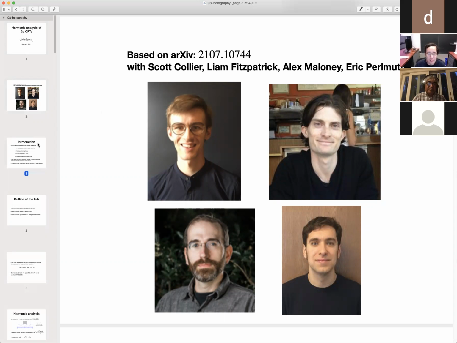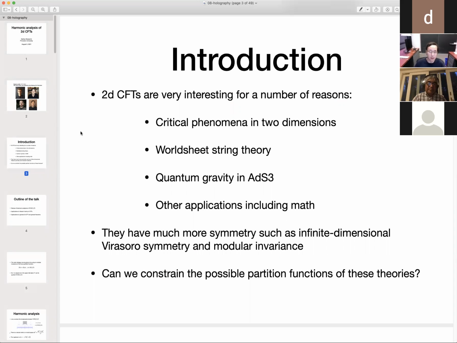And let me first say some big picture motivation of the kind of question that we want to address in this talk. So we're going to be studying 2D CFTs in this talk. And there are many very good reasons that someone might be interested in 2D conformal field theories. You might be interested in critical phenomena in 2 dimensions. You might be interested in string theory and studying the world sheet string theory. You might be interested in studying quantum gravity in 3 dimensions in anti-de Sitter space. And there are other reasons you might be interested, including purely math reasons.